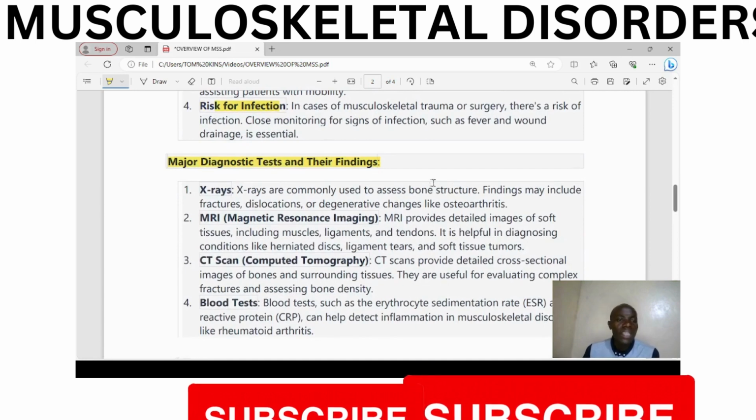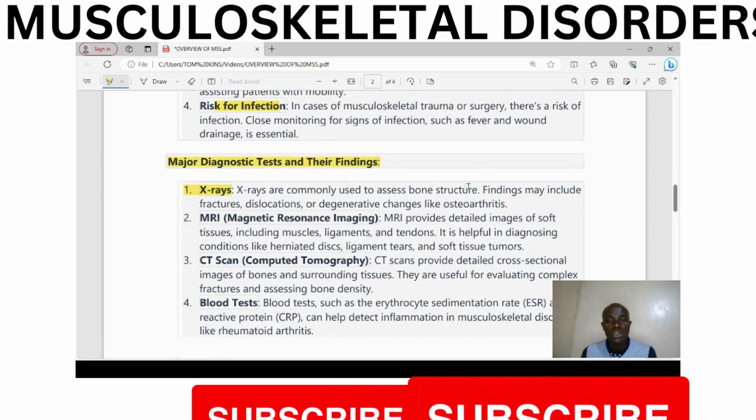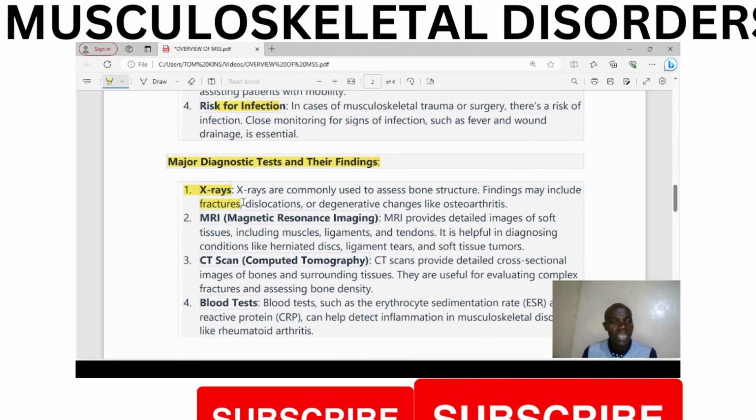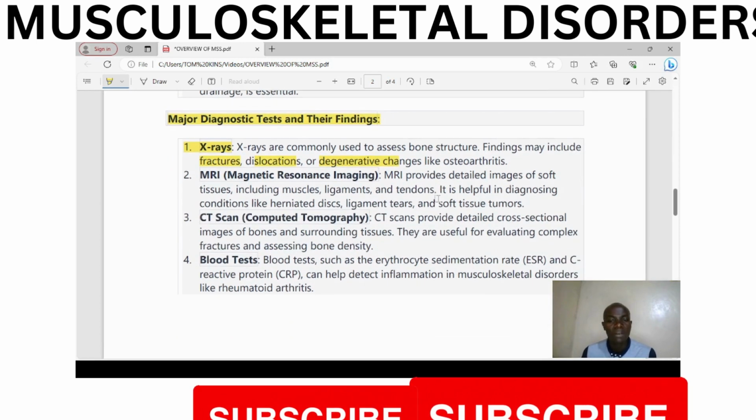And it's good for us to know one of the common tests that is normally done is the X-ray. X-rays are commonly used to assess bone structure. So findings could include confirming that someone has a fracture, a dislocation, or a degenerative change, like in the example of osteoarthritis.